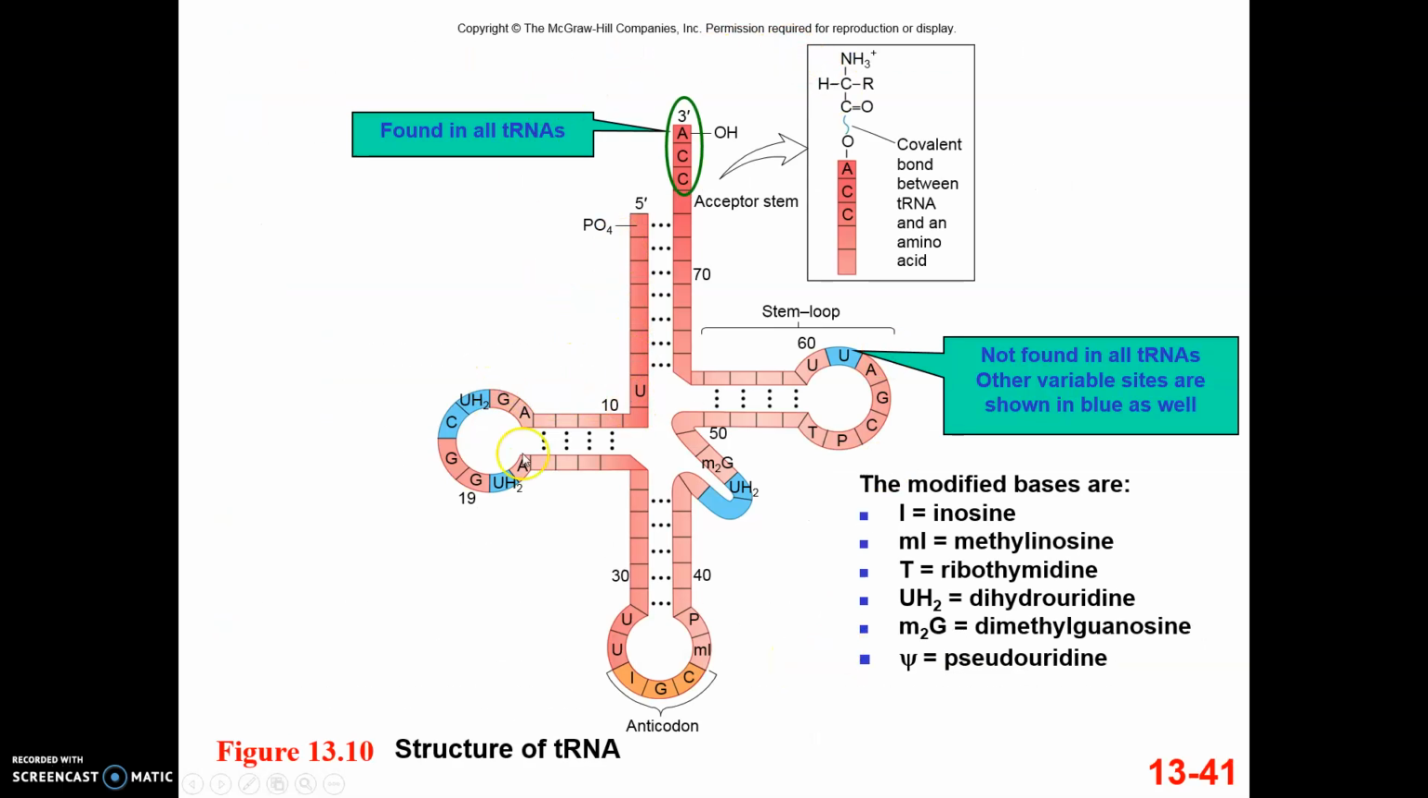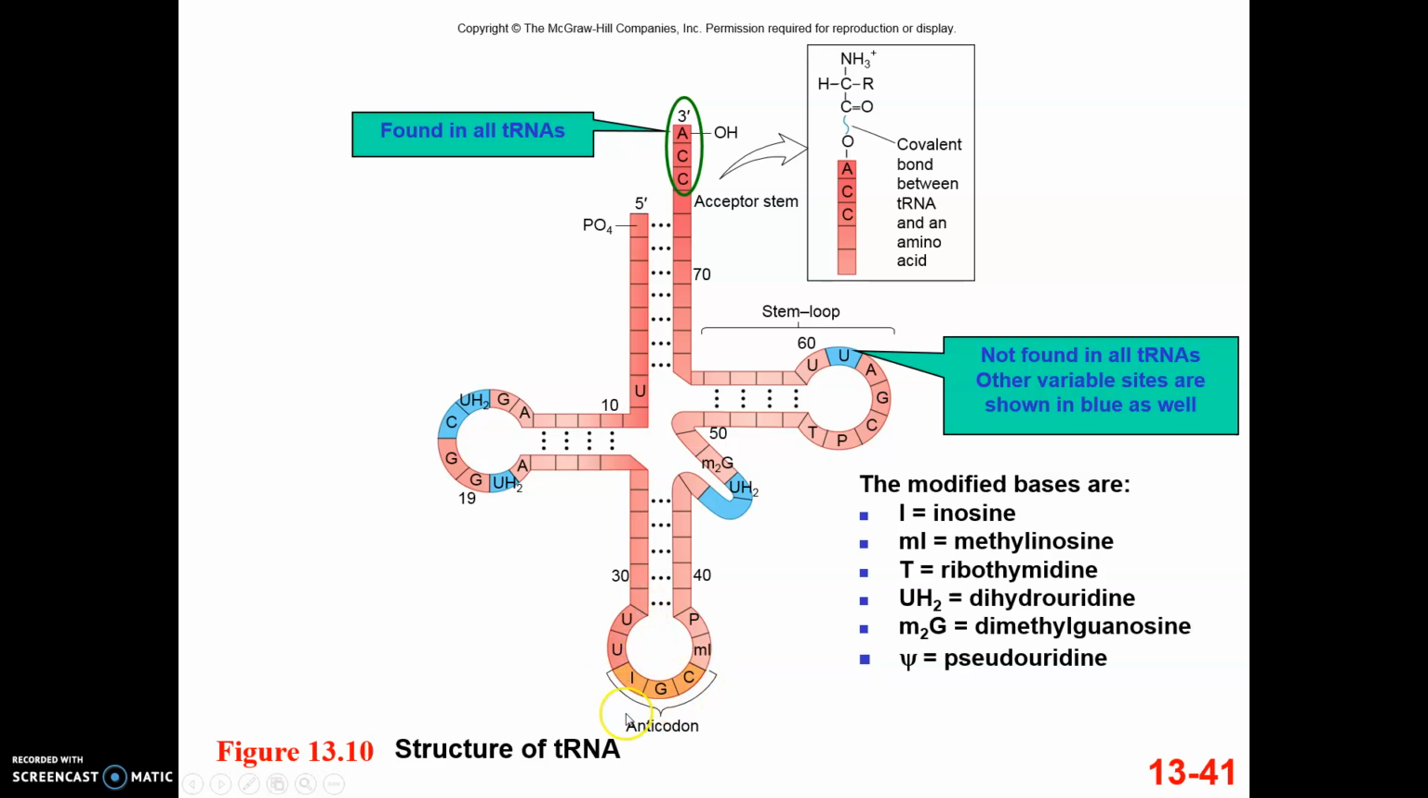So here is that classic cloverleaf type of image. You can see there are three stem loops, 1, 2, 3. Here's the 5' end. Here's the 3' end, and you can see the 3' end sticks out. This acts as the acceptor region where a covalent bond is formed with a specific amino acid. And this is carried out by a specific enzyme.